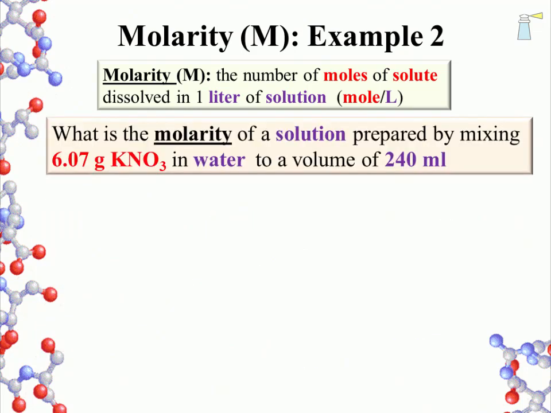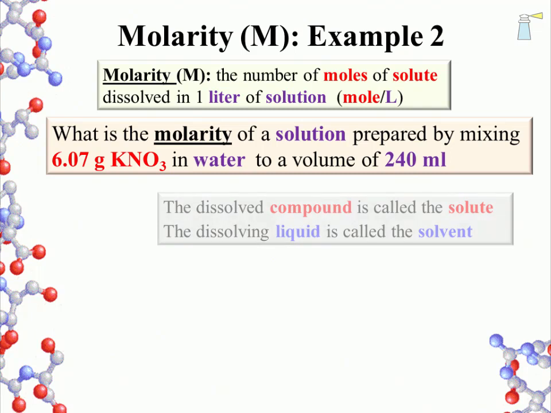The second example asks, what's the molarity of a solution prepared by mixing 6.07 grams of potassium nitrate, KNO3, in water to a volume of 240 mL? The wording "to a volume" is there to tell us that the water is added until the entire solution has a volume of 240 mL. Returning to the definition of solute and solvent and reviewing the problem, we have the potassium nitrate being mixed in as the solute and the water as the solvent.